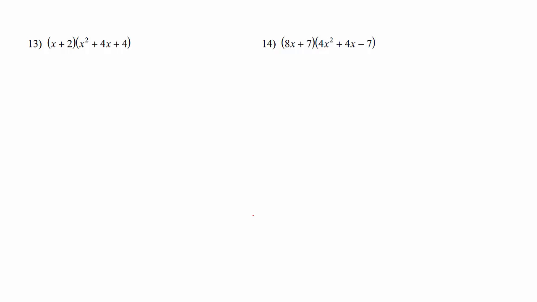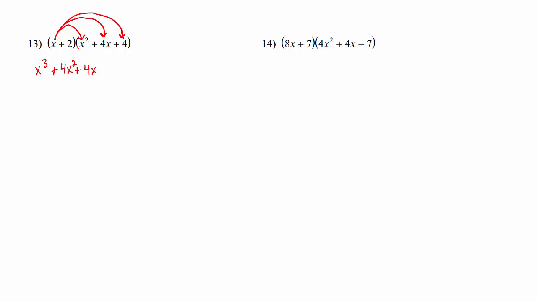Now we want to move on to harder problems where we've got a binomial times a trinomial, and so what we need to do is take the x and multiply it all the way through, take the 2 and multiply it all the way through, and then add like terms. So x times x squared is x cubed. X times 4x is 4x squared. X times 4 is 4x.